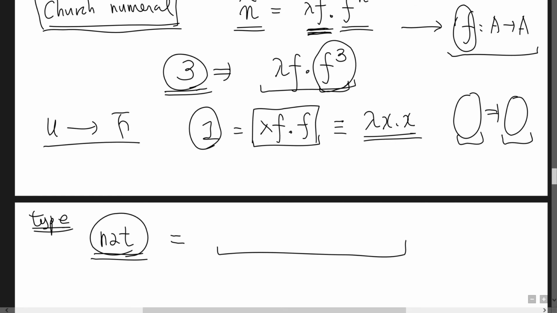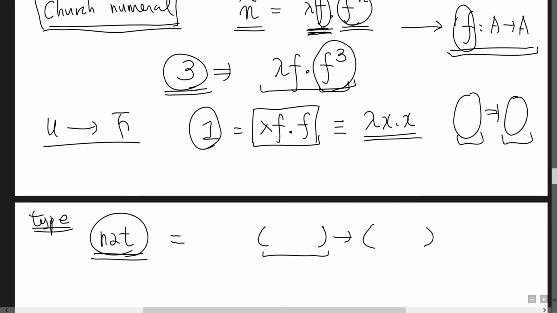The inherent capability of a natural number is to compose a function several times. So perhaps it's going to take a function and return another function. But as we have seen in this example, this function that we are going to compose several times must use the same type for both domain and range. So let's say the domain has a type alpha, and the range must have the same type alpha.